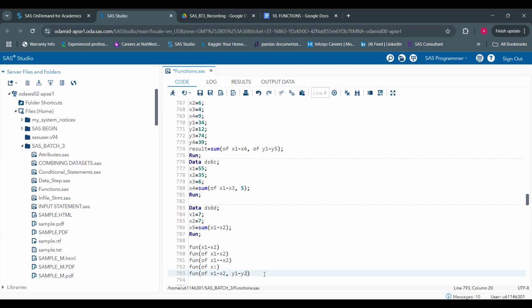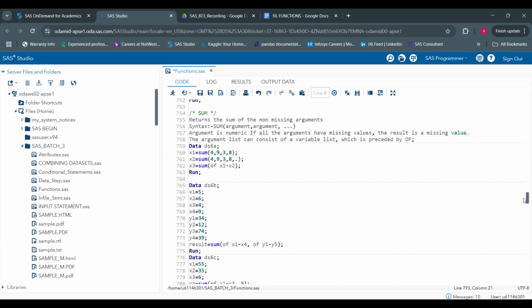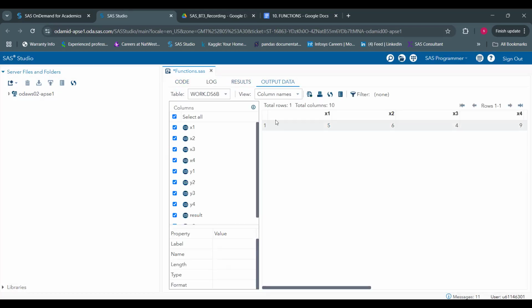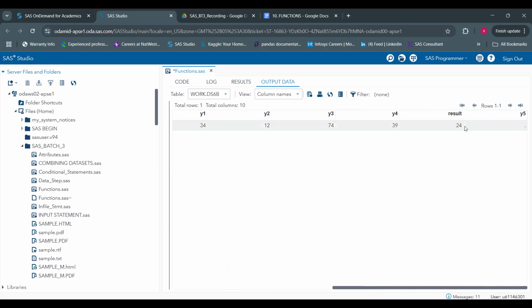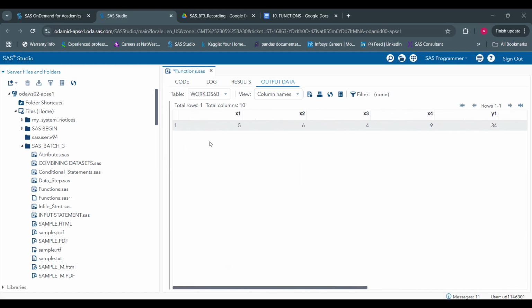How will SAS treat this? If you don't put "of", then it will just do the subtraction. If we are doubtful, we can see here. Previously our value was 183. Now it is 24. Got it, ma'am?